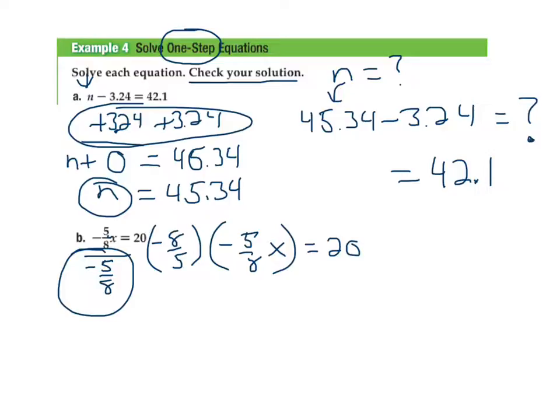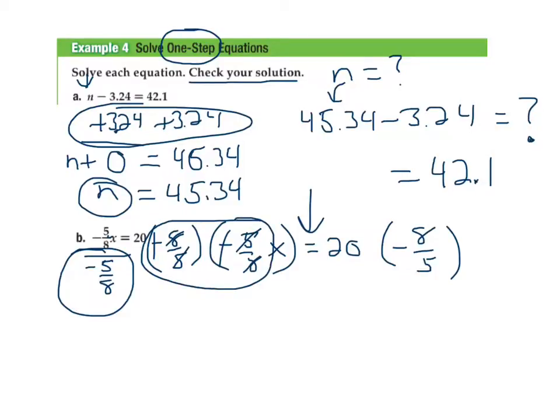Now, in order to maintain our equality, since we do have an equal sign here in the middle, we need to also multiply by negative 8/5 on the other side of the equation. So a negative times a negative becomes a positive. 8 on top, 8 on bottom, cancel out. 5 on bottom, 5 on top, cancel out. This inverse operation right here essentially becomes a 1. Okay? 5/8 times 8/5, negative, negative. We end up with 1x, or just x, and that's going to be equal to 20 times negative 8/5.